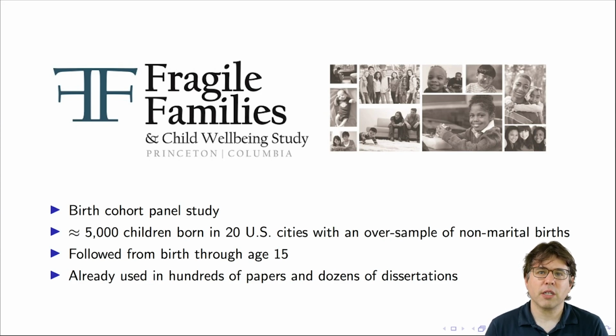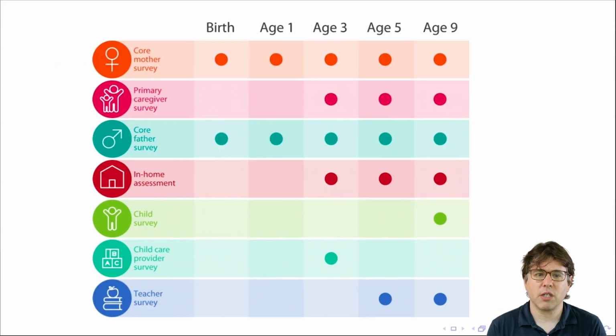So we're going to study the predictability of life trajectories using the Fragile Families and Child Wellbeing Study. This is a study that my colleague Sara McLanahan has been working on for the last 20 years, along with a number of colleagues. It's a birth cohort panel study, which means they sampled about 5,000 children born in 20 US cities and then followed these families over time at regular intervals, collecting data from them. This data has already been used in hundreds of papers and dozens of dissertations.